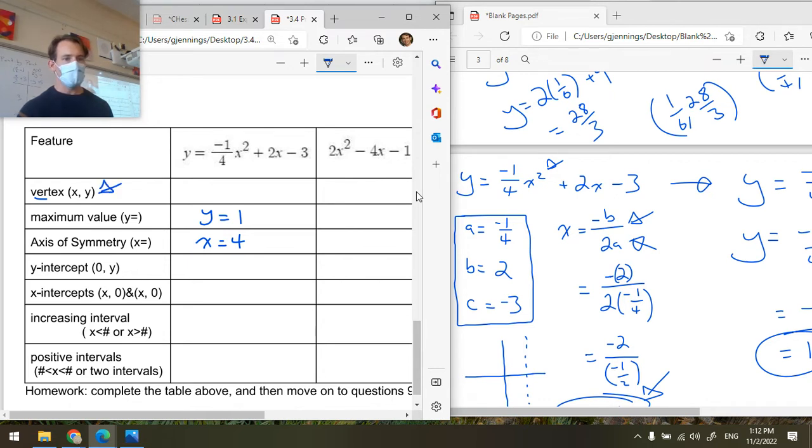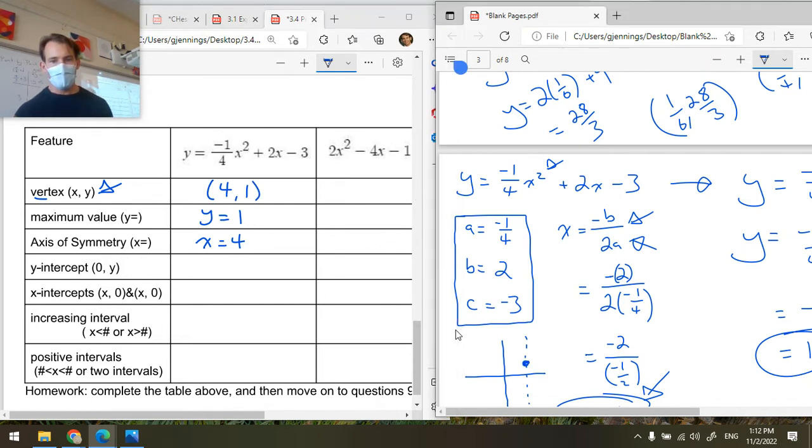Now we know the vertex. Now we know where this is. It happens to be at the point 4, 1. And I can put that on the little picture that's forming in my head. It's about there. 4, 1. All right. And now the y-intercept. Well, what's the y-intercept going to be? Well, that one is pretty easy to find. It's just this number c. It's just this number right here.